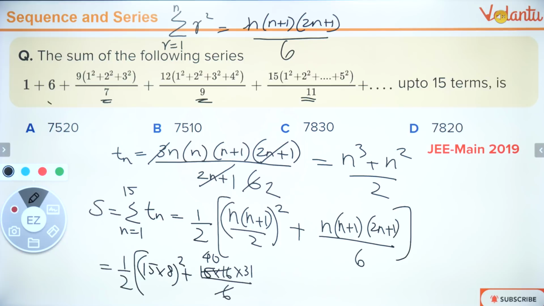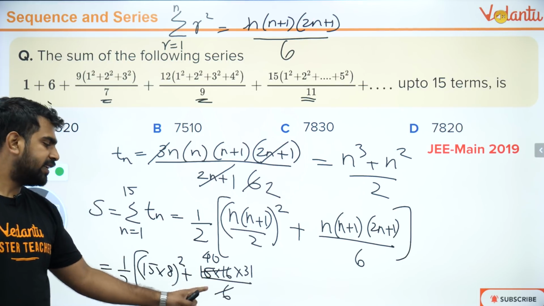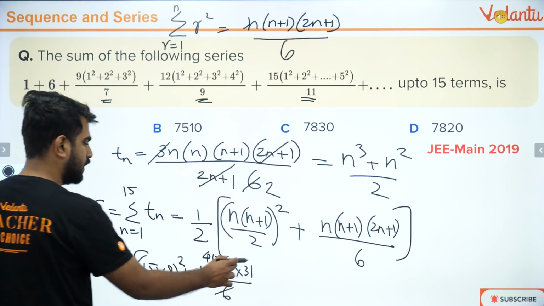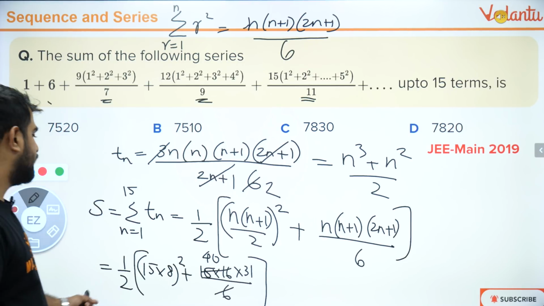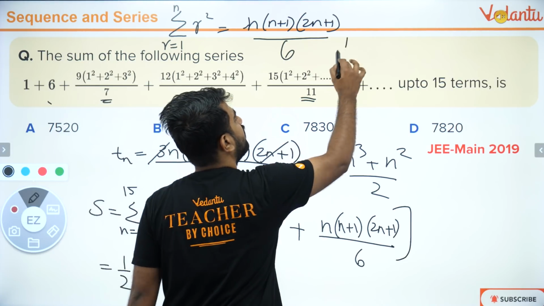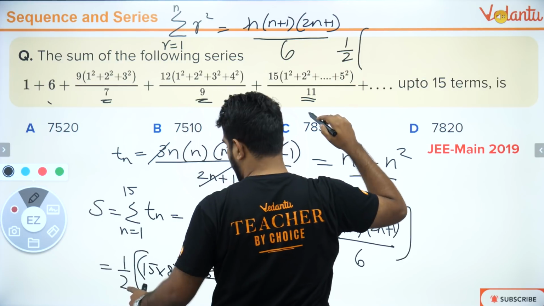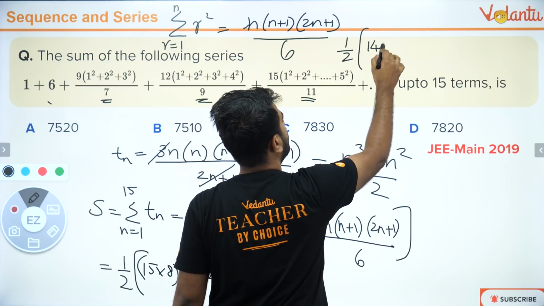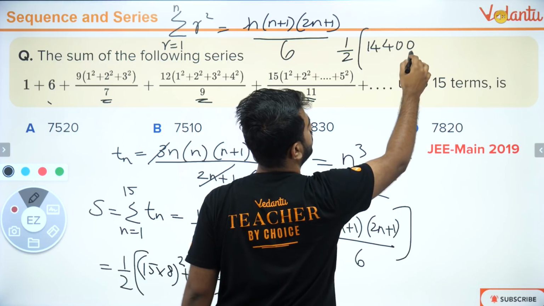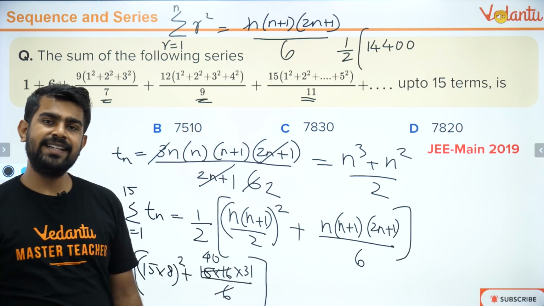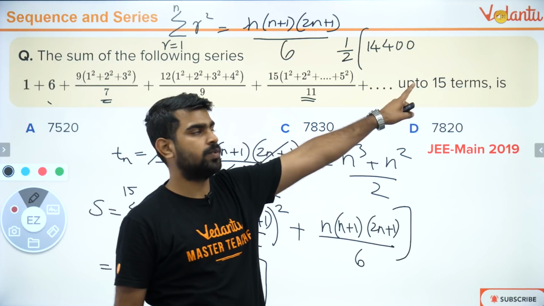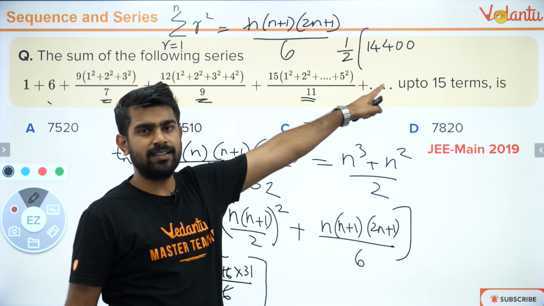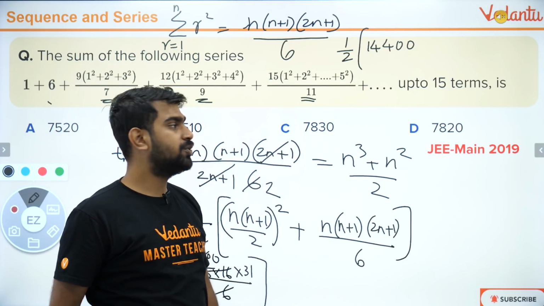Clear? 15 into 16 is 240, right? 240 by 6 will be 40. 40 into 31, that is my answer. We have 1 by 2 on the outside. So let's solve it. You will have half times of 120 whole square. 120 whole square is 14400, right? Because 120 is 12 into 10. So 12 square into 10 square, 144 into 100, which will be 14400.